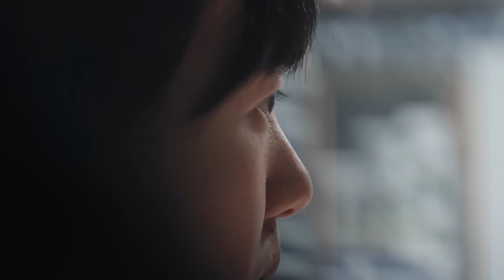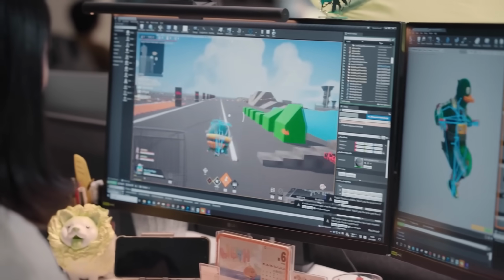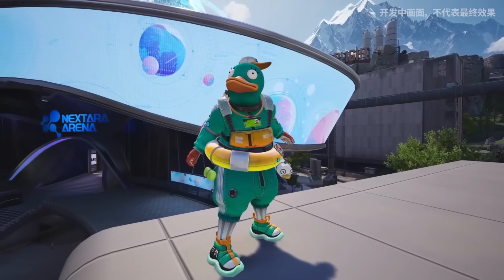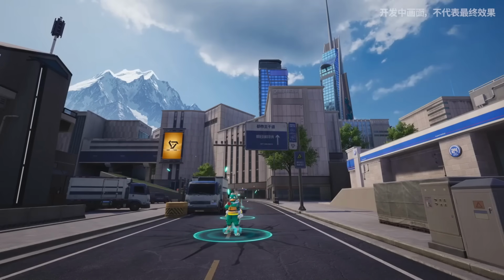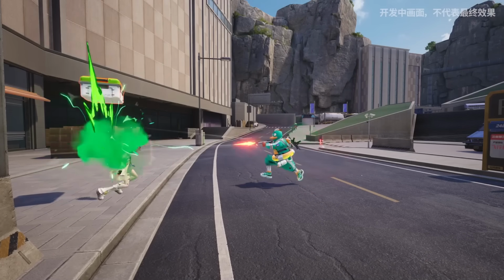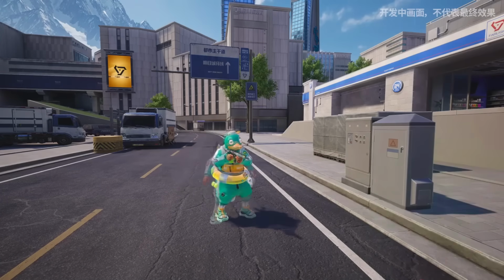Identical actions manifest uniquely across different characters. Ducky's animations were particularly memorable. Cartnish's exaggerated motions carry frantic energy, as he is often immersed in tense combat. Ducky consistently injects humor and levity into battles.